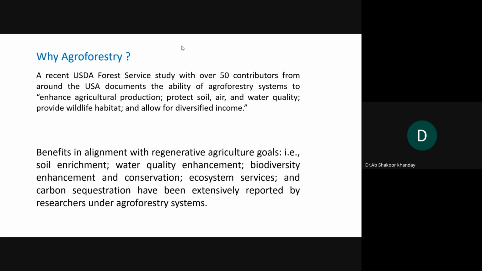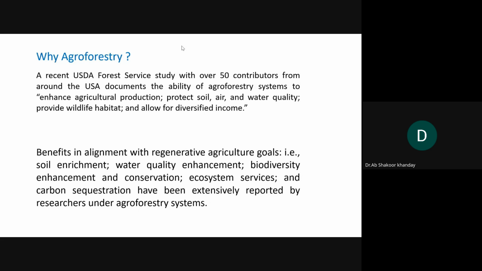So with this finding, they have found that agroforestry does enhance agricultural production, it does protect soil, air, and water quality, it does provide wildlife habitat, and it does allow diversified income. It means that it is providing all these services. It has proven that agroforestry is capable of providing environmental services, improving soil health, and giving enhanced agricultural yields. At the same time, it is also capable of serving us socially.